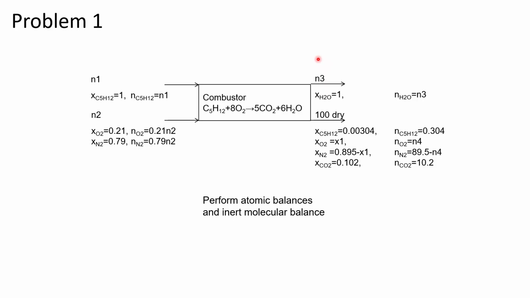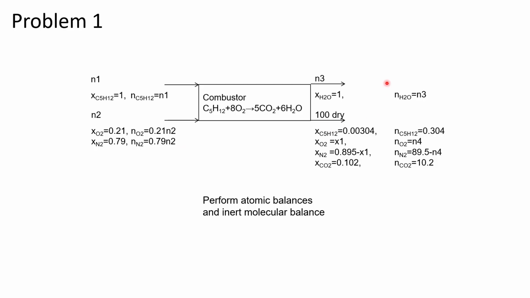So let's first start over here with the pentane feed. If we look at the pentane feed, the flow rate of this stream is N1, and we know the mole fraction of pentane is 1 here, so the flow rate of pentane in this stream is just equal to N1. If we look at the air feed that provides the oxygen for the combustion reaction, its flow rate is N2. We know that 21% of this is oxygen, so the flow rate of oxygen is 0.21 times N2. And likewise, the flow rate of nitrogen is given by the mole fraction of nitrogen, 0.79, times the total flow rate of this air stream, which is N2.